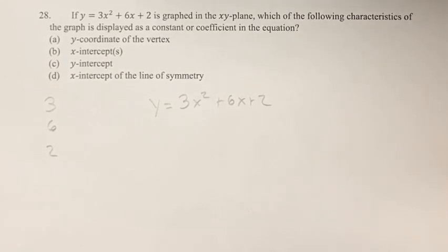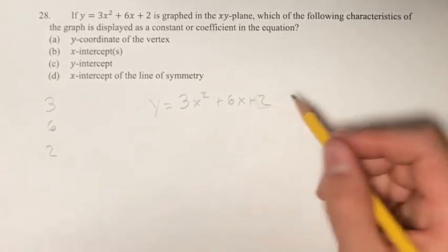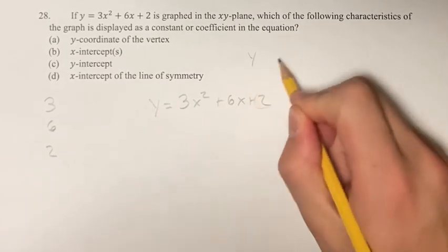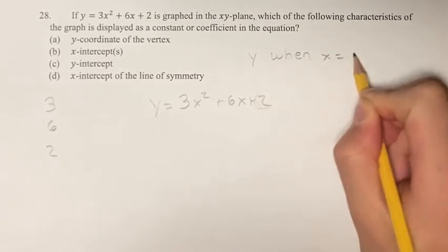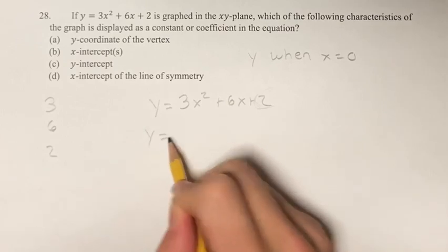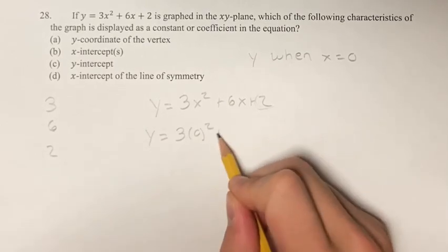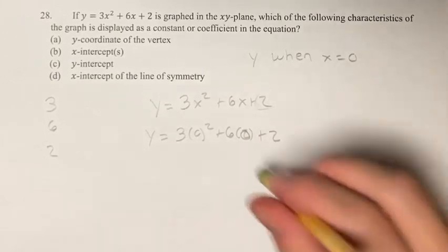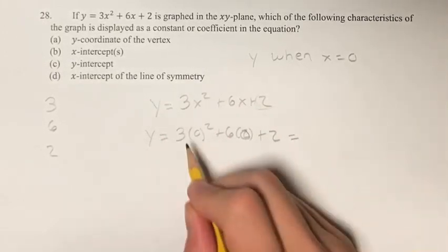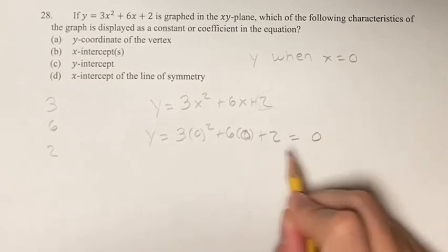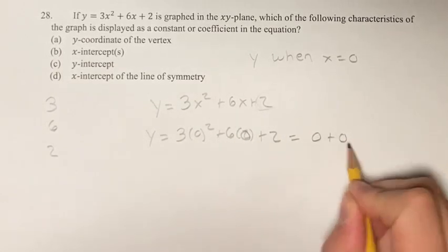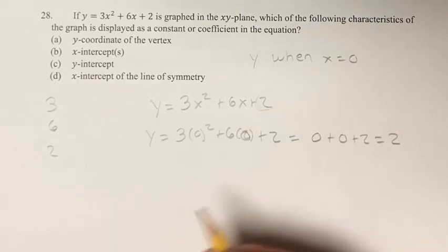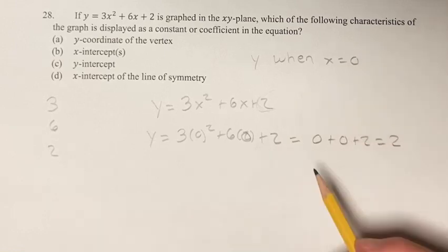But really you just have to understand that this constant over here is the value of y when x is equal to 0, right? Y when x is equal to 0. So if x is equal to 0, this becomes 3 times 0 squared plus 6 times 0 plus 2. Again, we're plugging in 0 for x. 0 squared is 0, times 3 is 0, so we have 0 plus 6 times 0 is 0, plus 2, and this is of course equal to 2. So this is just reaffirming that this is the value of y when x is equal to 0.